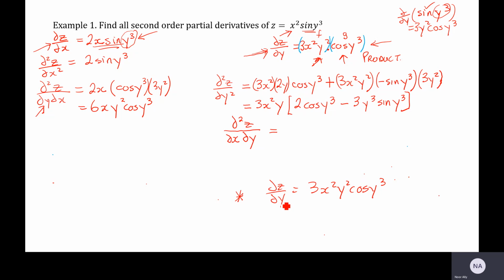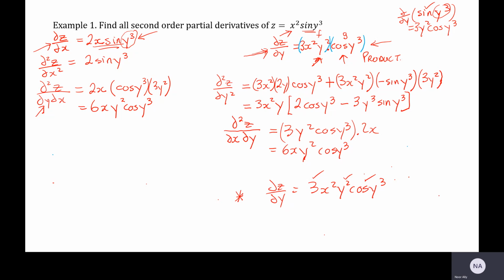And if I want to differentiate now this answer with respect to x, the 3, the y squared, the cos y cubed are constants, so they must all go down. Now I differentiate the x squared and I get 2x. Multiply that out, 3 times 2 is 6, x y squared cos of y cubed. There's your second order mixed partial derivatives.